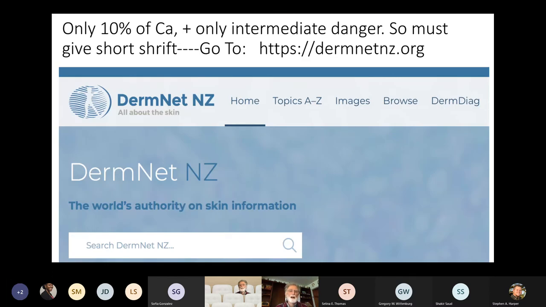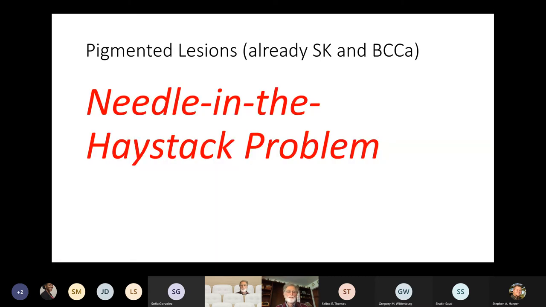So I'm not spending much time on squamous cell. It's only 10% of our cancers in Northern California, assuming our patients are representative, and it's only intermediate danger. So go to DermNet NZ and type in squamous cell and spend 3 minutes just looking at that, and more if you want. But we'll spare some of our time for other things.